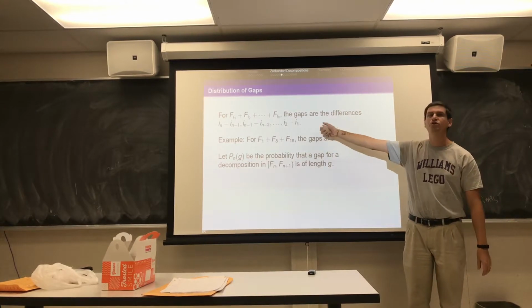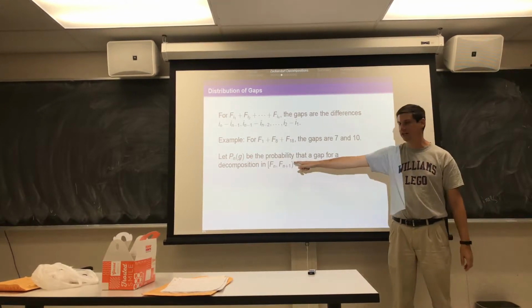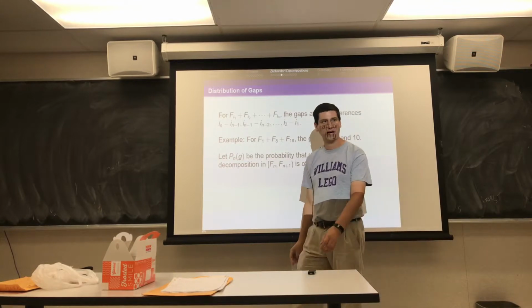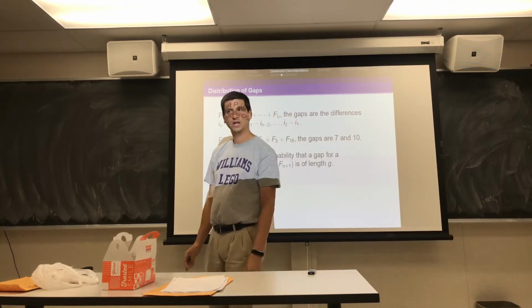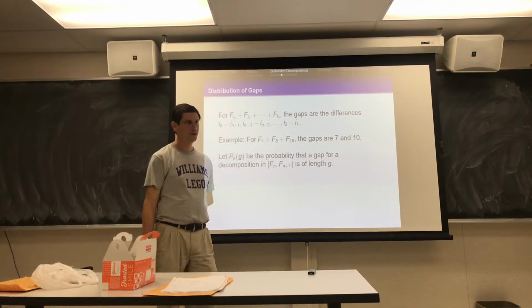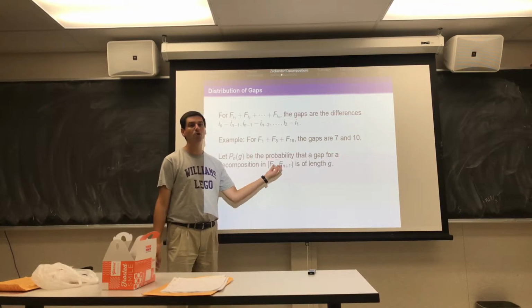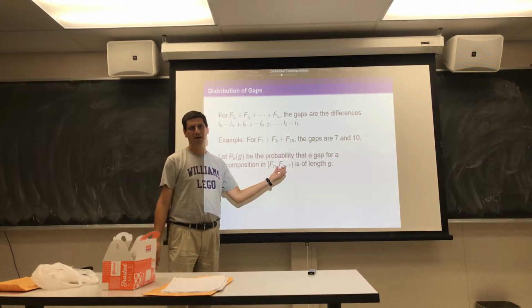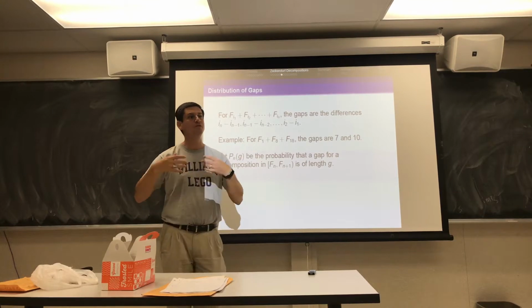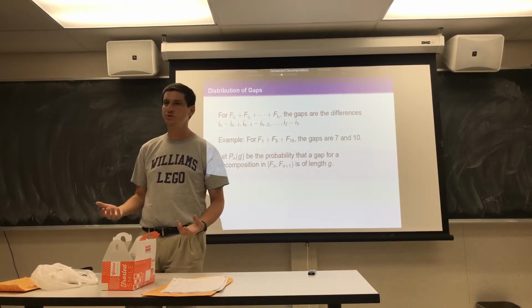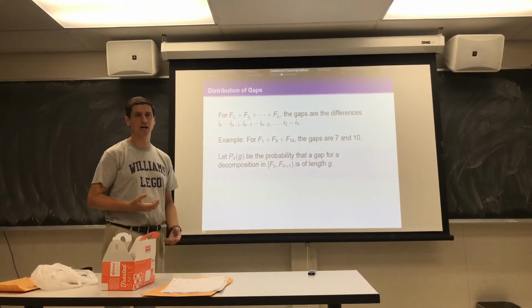The other thing you could do is choose a number randomly in here and look at the distribution of its gaps. The hope, and it turns out to be true, is that for most numbers, once n is large, the distribution of their gaps is close to the distribution of the average gaps when you average over everything.